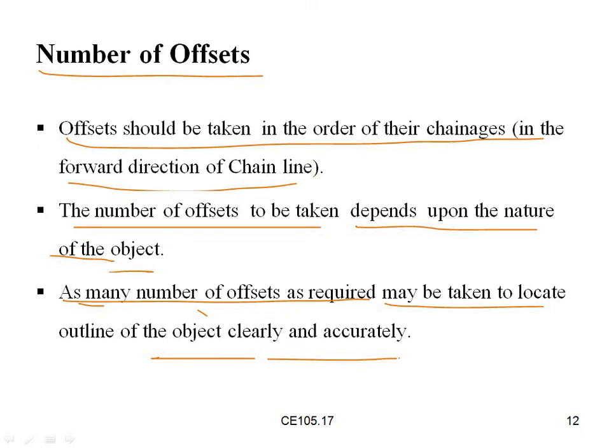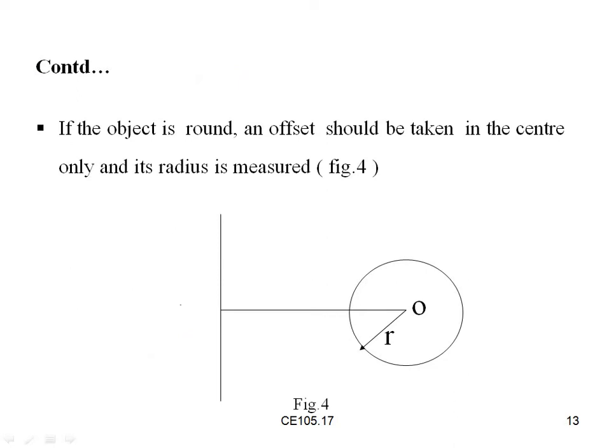So offsets should be taken in the order of the chainages, in the forward direction of the chain line, and the number of offsets taken depends upon the nature of the object. That means whatever the work is, groundwork or any other related height work, the offsets are taken based on the nature of the object. And if many offsets are required, they should be taken to locate the outline of the object clearly and accurately. So that is the number of offsets. And here you can see the example.